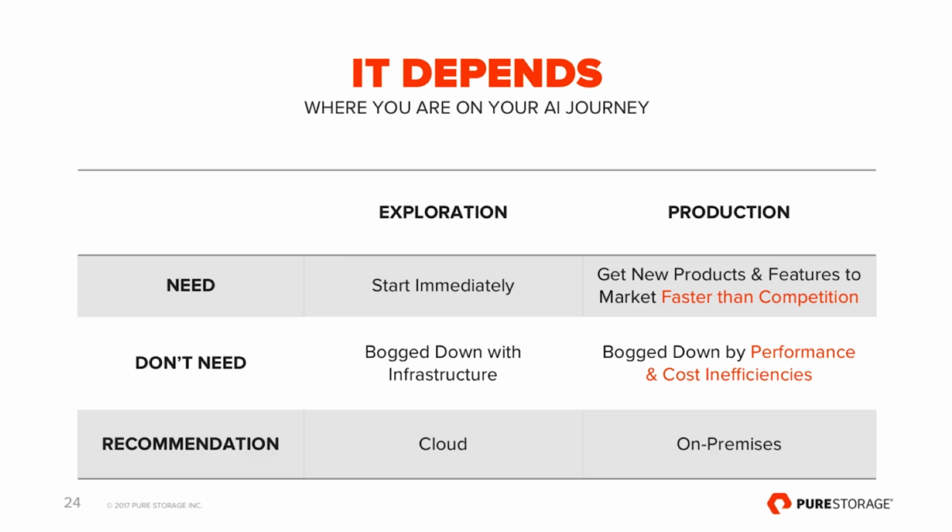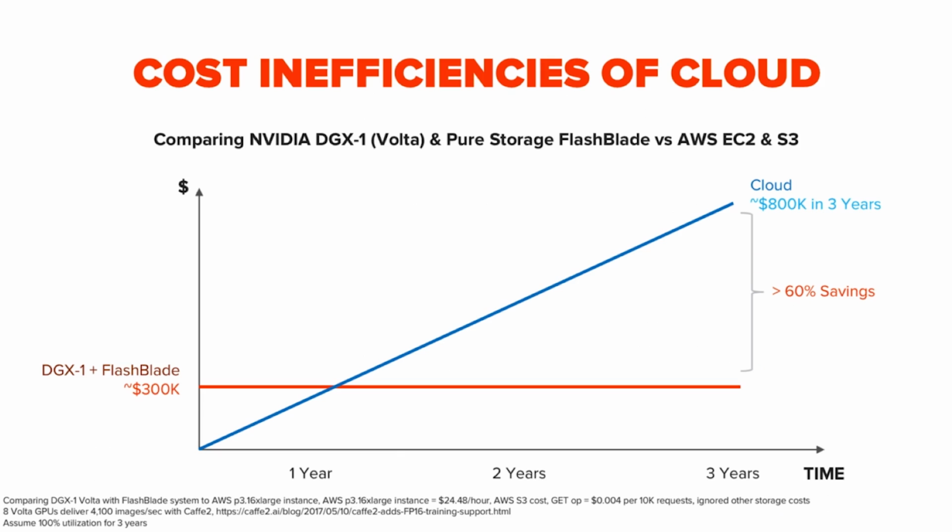And so the high-level recommendation is, if you're exploring, then just go with cloud. It's simple. You have a credit card, just do some publicly available data sets. But if you're gonna use AI in production, then on-prem is the way to go. And let me show you a quick chart on the cost, and I'll talk about performance.